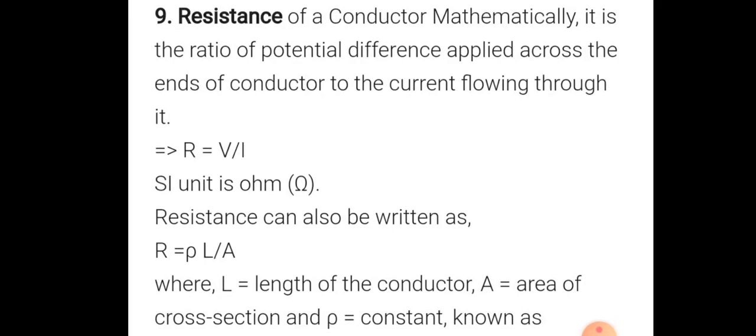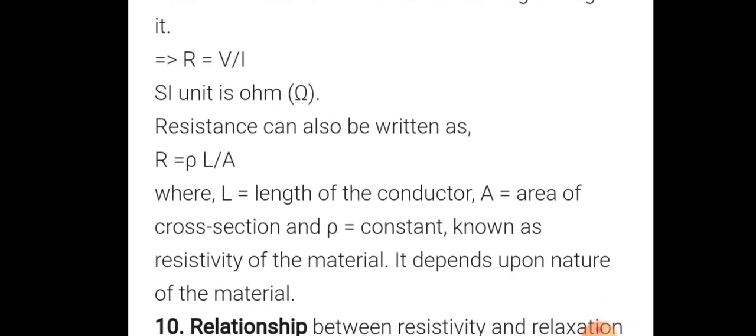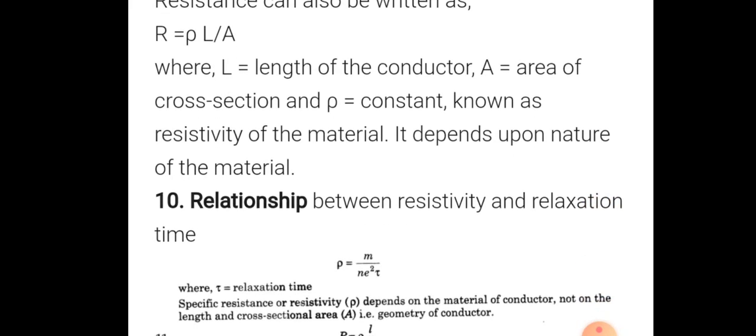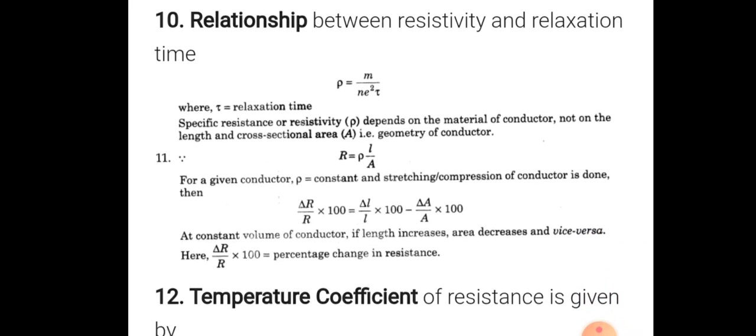Resistance can also be written as R equals rho L upon A, where L is the length of the conductor, A is the cross-sectional area of the conductor, and rho is a constant known as the resistivity of the material. Resistivity is a constant that depends upon the nature of the material. The relationship between resistivity and the relaxation time is rho equals m upon N e square tau, where tau is the relaxation time. The specific resistance or resistivity rho depends on the material of the conductor, not on the length and cross-sectional area A, that is, the geometry of the conductor.